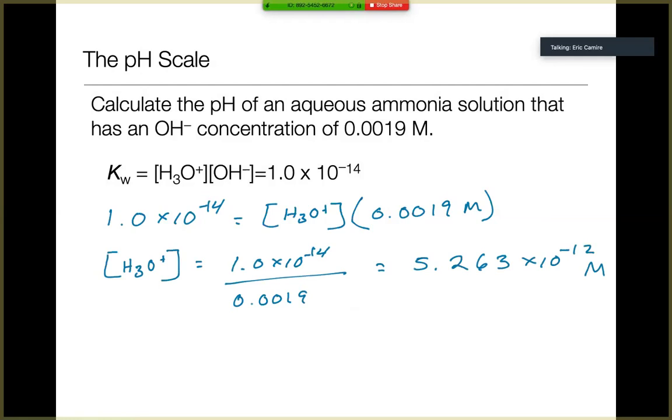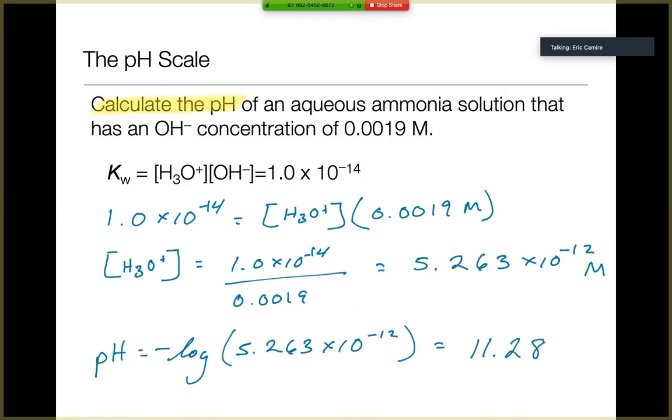We're not quite done yet, because the problem was asking us to calculate pH. So now I can just take the negative log of 5.263 times 10 to the negative 12th. Taking the negative log of the number gives 11.28. I couldn't see who was talking before, but I think you had also said 11.28. So we're in good shape.